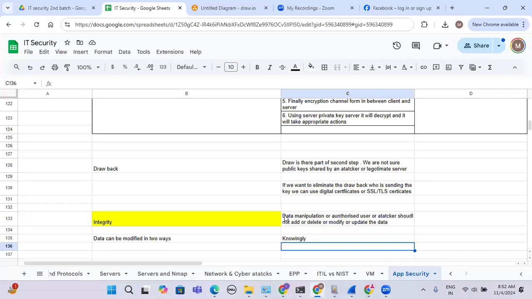Even on the server, if everyone has administrative access, maybe he will delete existing user accounts, create new accounts, delete files, or do whatever he wants. Examples are a rootkit attack or a privilege escalation attack. So one is knowingly, which people will do. The second one is unknowingly. So data can be manipulated or modified knowingly or intentionally, and unknowingly or unintentionally.